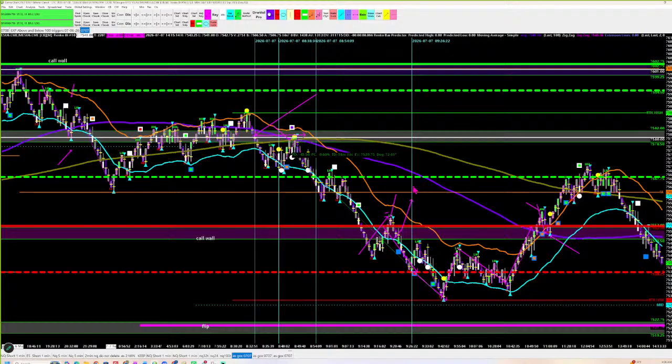Because what happens after that? It starts to get choppy, and the effectiveness of the rotations down dissipates. And that's exactly what happened after 9:26. We go through this consolidation, right?